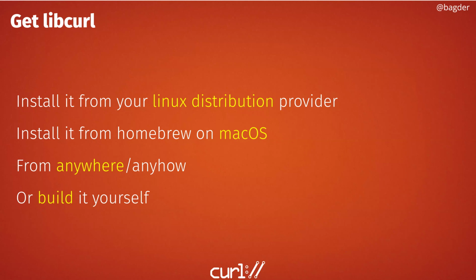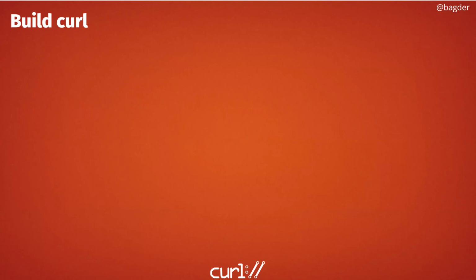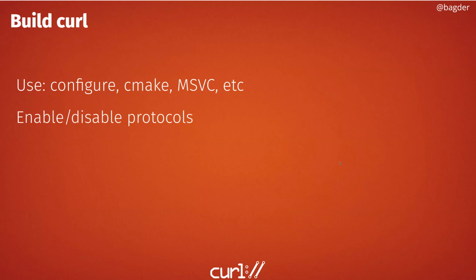It's really straightforward. Get the latest source code tarball, follow the instructions, build curl, and use libcurl. You can build libcurl using the classical Unix style configure, or you can go with CMake, and if you're on Windows, you can use Visual Studio, the Microsoft compiler. So there are several different options to build curl.